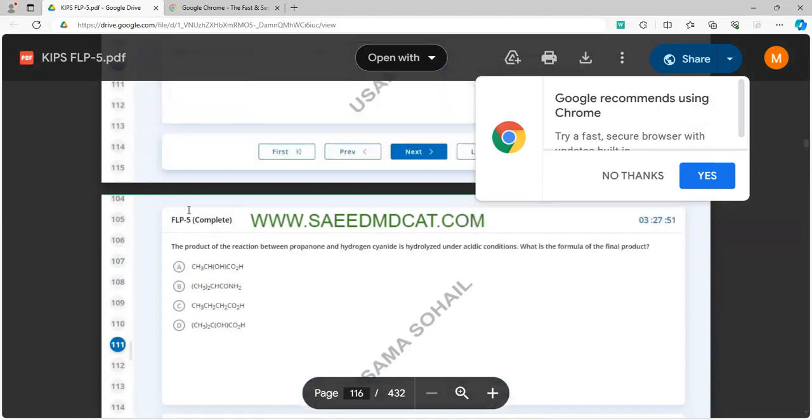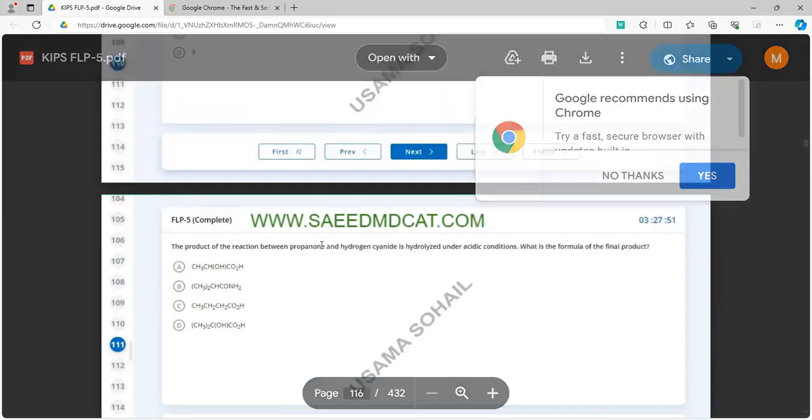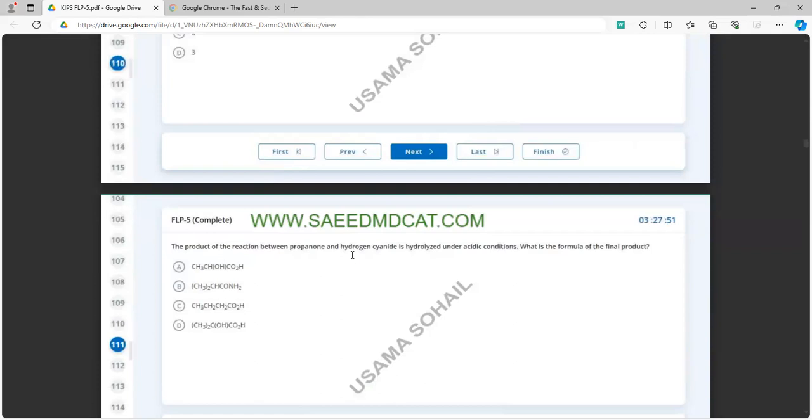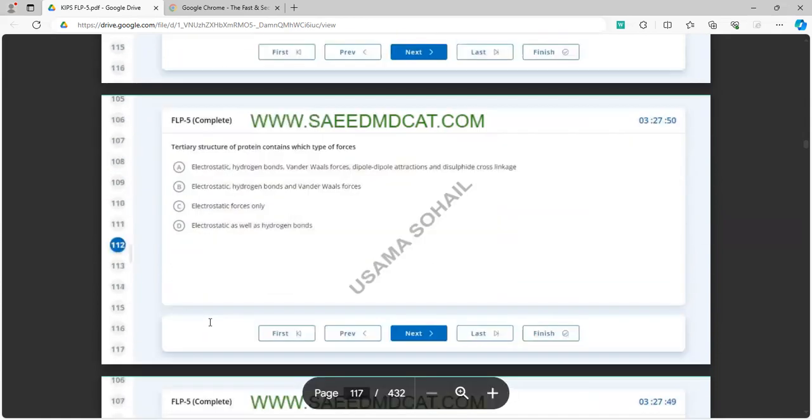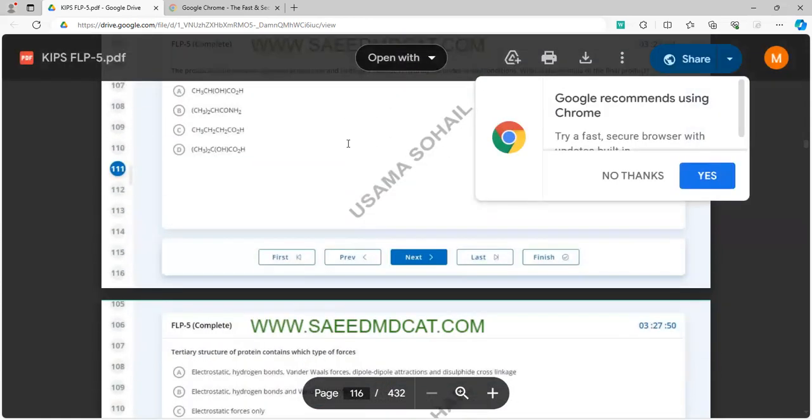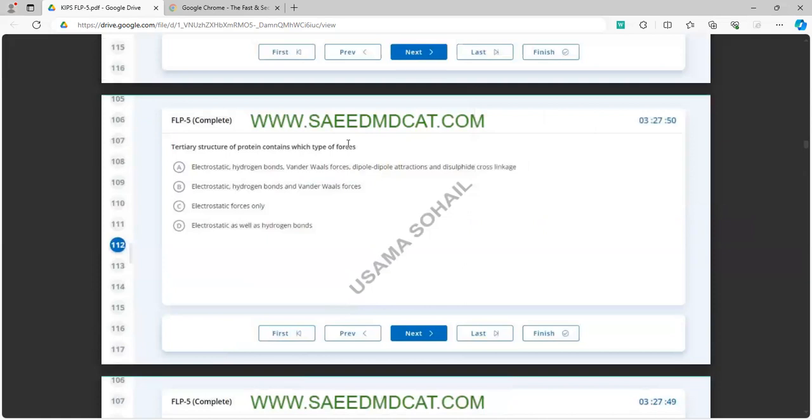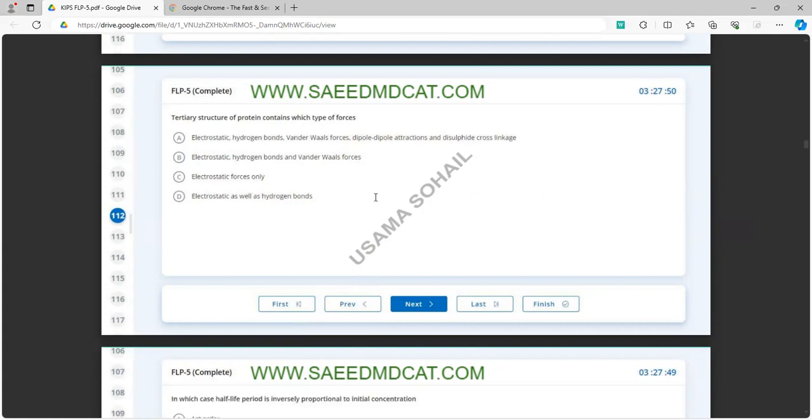Why? Because there will be a substitution reaction in which a ketone and hydrogen cyanide will react with each other and an alcohol will be formed. Sorry, it will be an addition reaction. And question number 112, the tertiary structure of proteins contains which types of forces? So it contains electrostatic, hydrogen, and van der Waals forces.